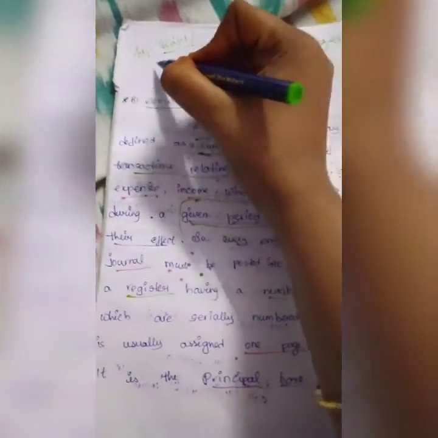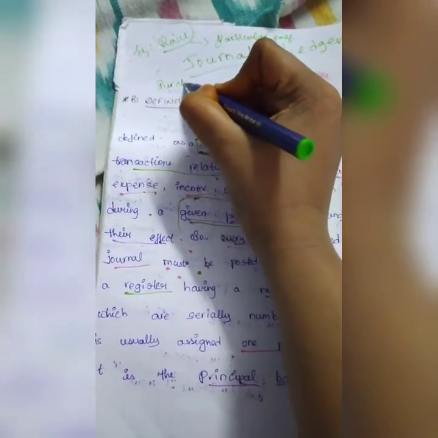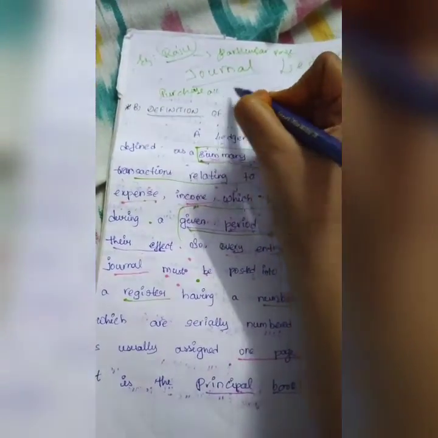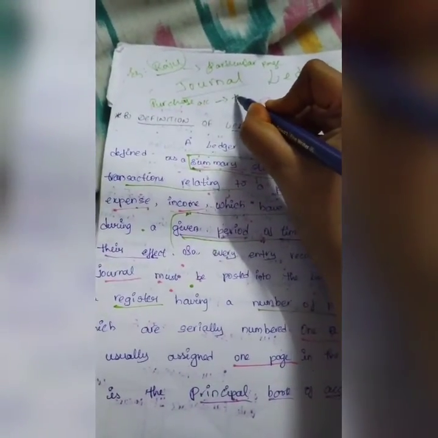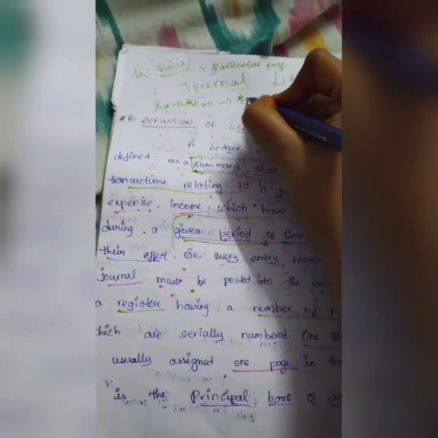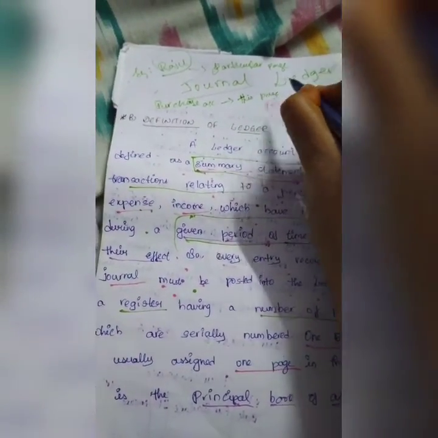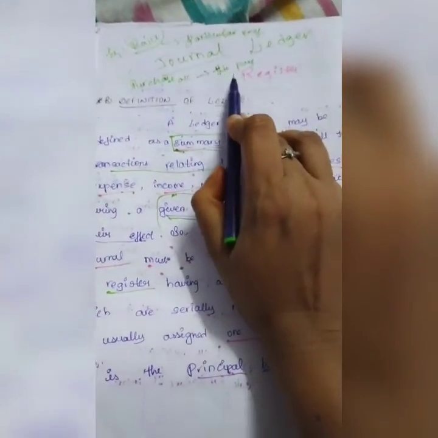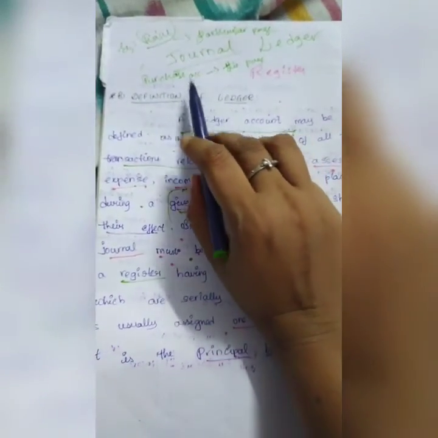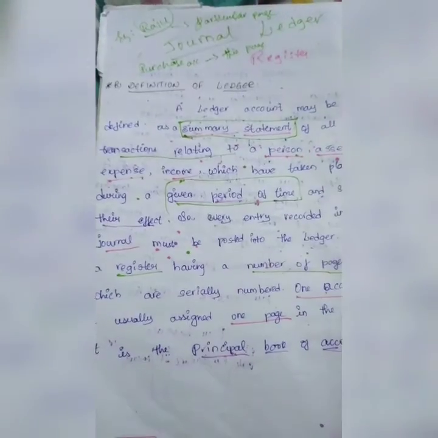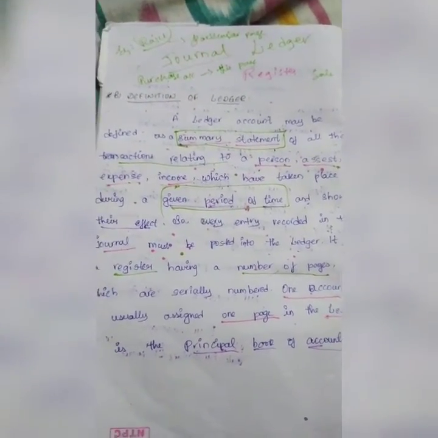If we have a purchase account, we will write all the transactions relating to purchases in this one page only. On this page we will record all the transactions relating to the purchases. Only purchases we will record in this purchase page. In the same way, it will be for sales, incomes and expenses. Then this book is also called the Principal Book of Accounts.